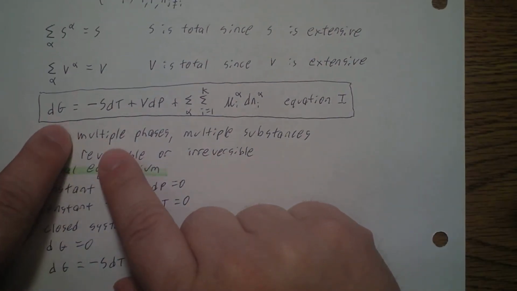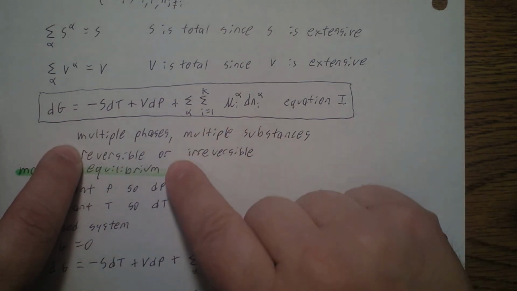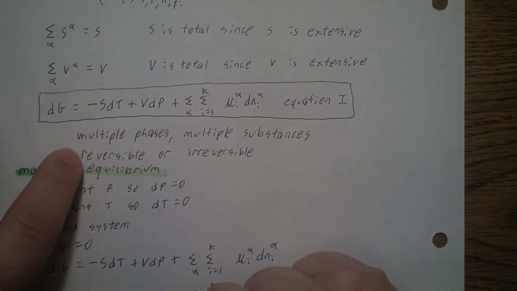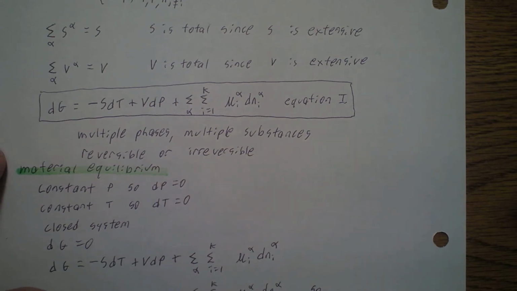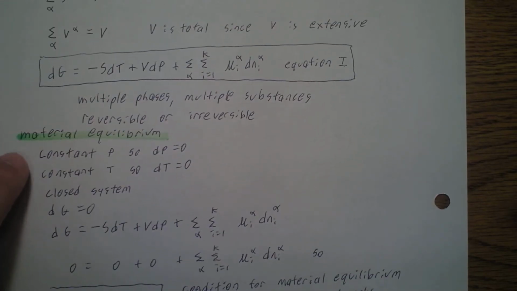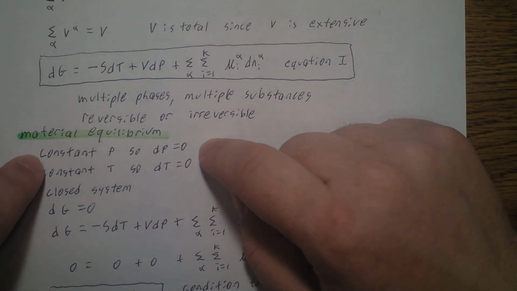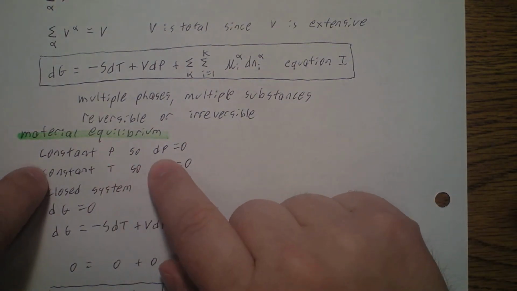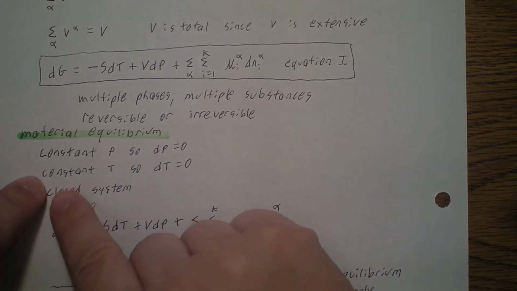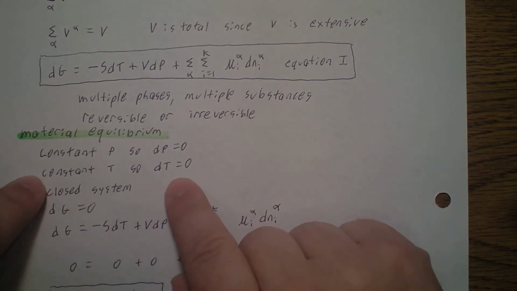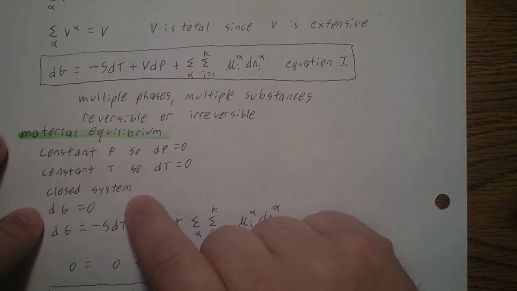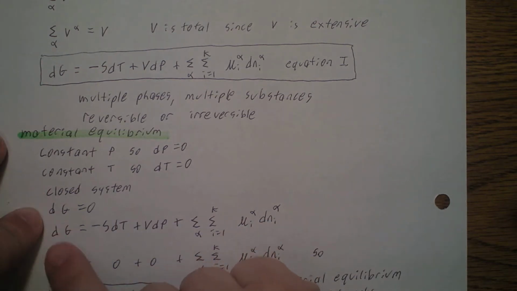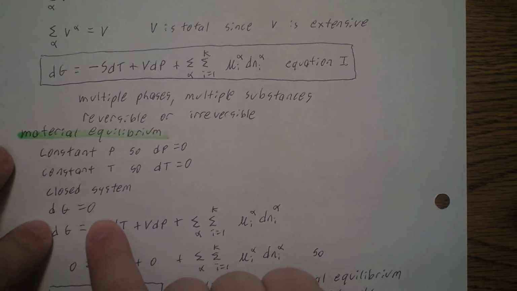Now this equation here is true when you have multiple phases, multiple substances, and it's even true if it's reversible or irreversible. Now let's talk about equilibrium, material equilibrium. So if we have constant pressure, that means the differential of pressure is equal to 0. If we have constant temperature, that means the differential of temperature is equal to 0. Let's say we have a closed system. The differential of Gibbs free energy is equal to 0 at equilibrium.